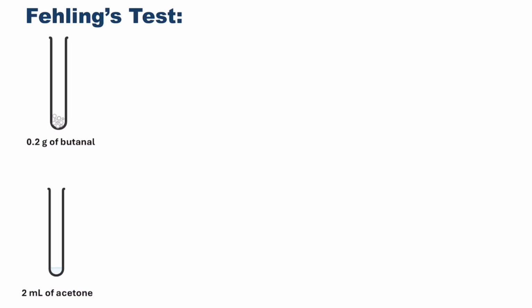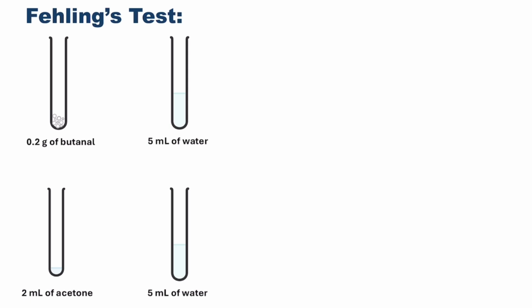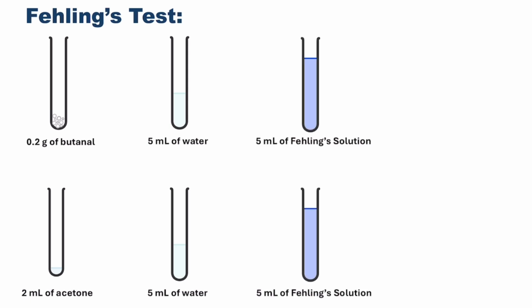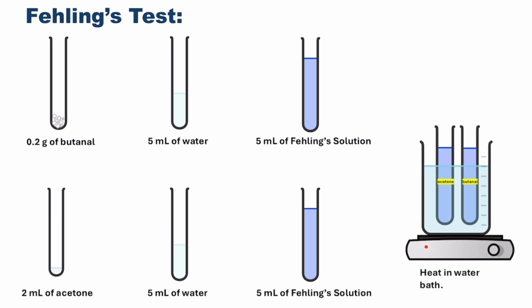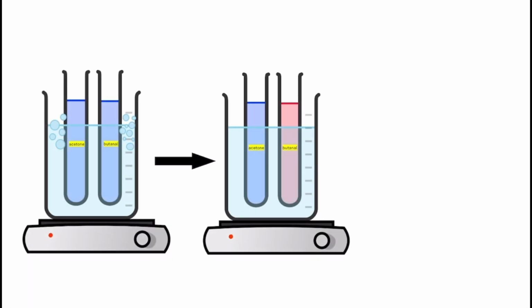To begin the test, add a few milliliters or grams of your test sample. We will be using butanol and acetone. Then, add 5 milliliters of distilled water, followed by 5 milliliters of the prepared Fehling's solution. Place the test tubes in a hot water bath for a few minutes. Once the hot water bath begins to boil, notice the color change.